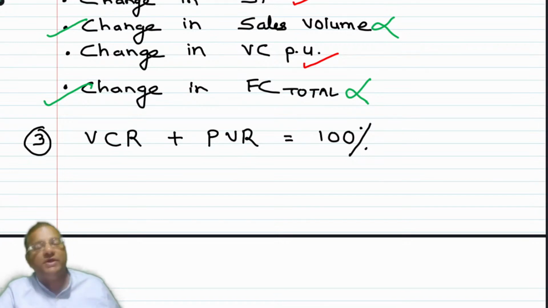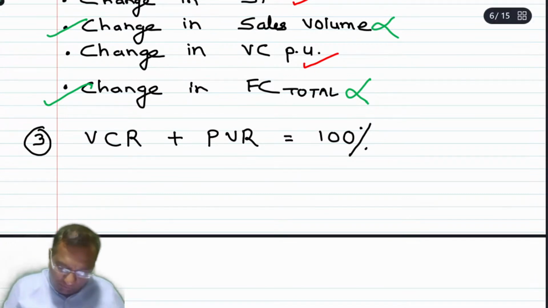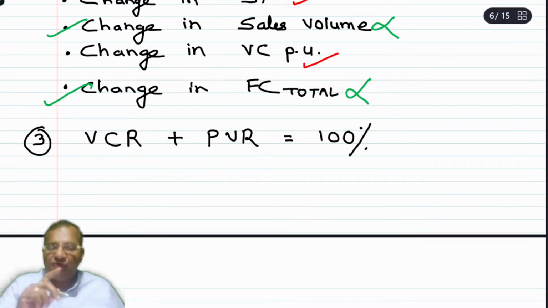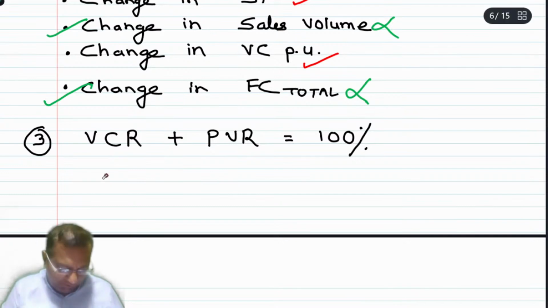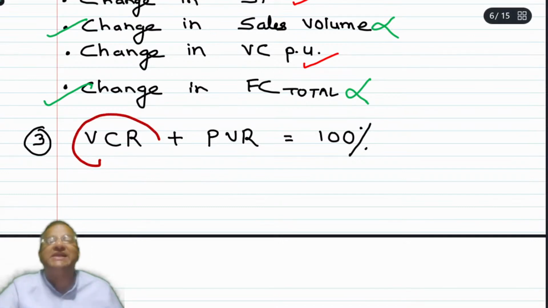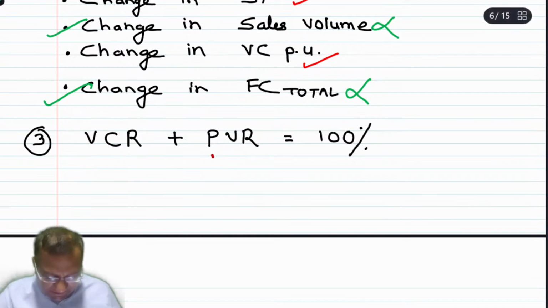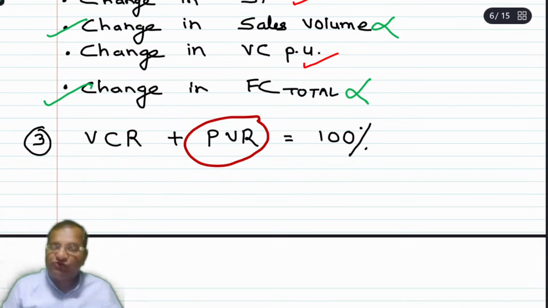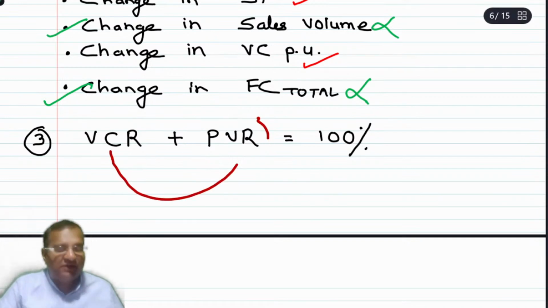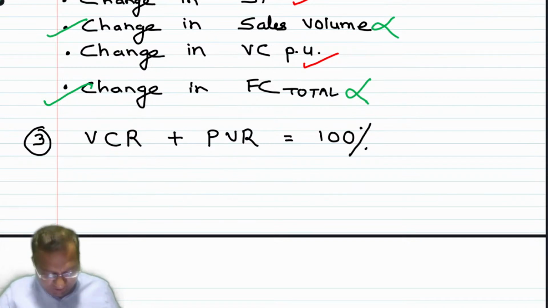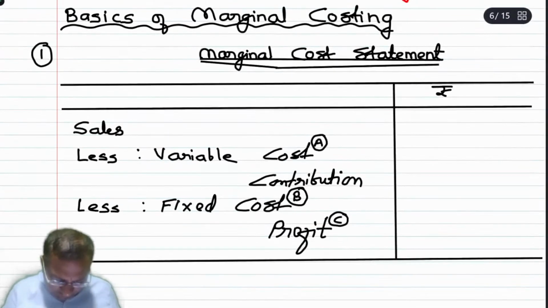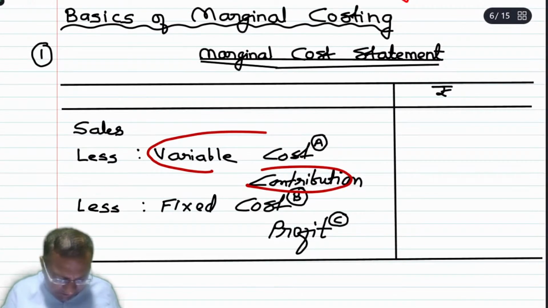Suppose you have to calculate the PVR, but there is no variable given in the question through which you can calculate the PVR. Now, this formula will come in handy. If you know the variable cost ratio, suppose it is 70%, then the remaining 30% will be PVR. If you know the PVR, suppose it's 20%, then you can easily calculate that the variable cost ratio is 80%, because variable cost and contribution together make up the sale.